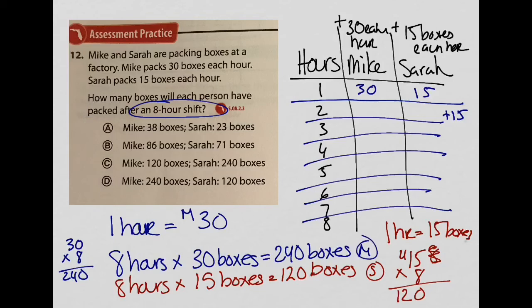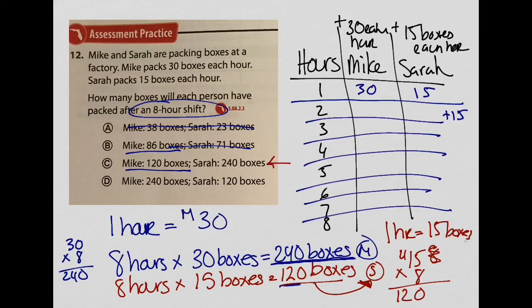So let's look at our answer choices. Mike boxes 38 boxes. No, Mike boxed 240. That's gone. Mike boxes 86 boxes. No, Mike boxed 240. That's gone. Mike boxes 120 boxes. Oh, didn't I get 120? Oh yeah, 120's here. But be careful, who boxed 120 boxes? Sarah did. This is another distractor.